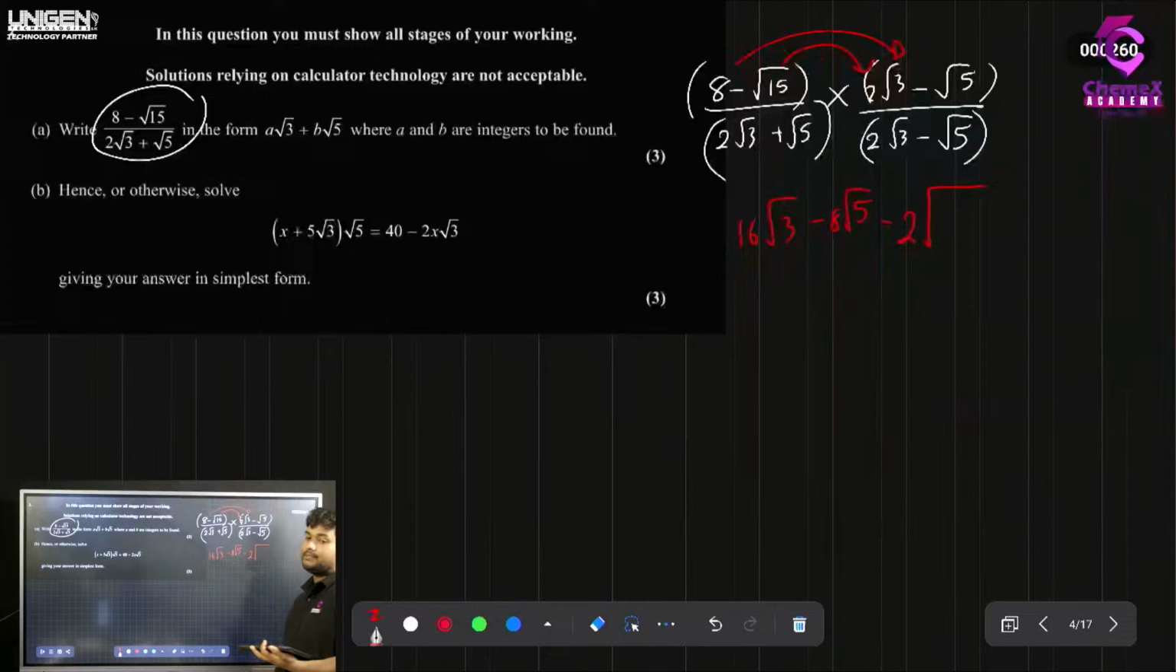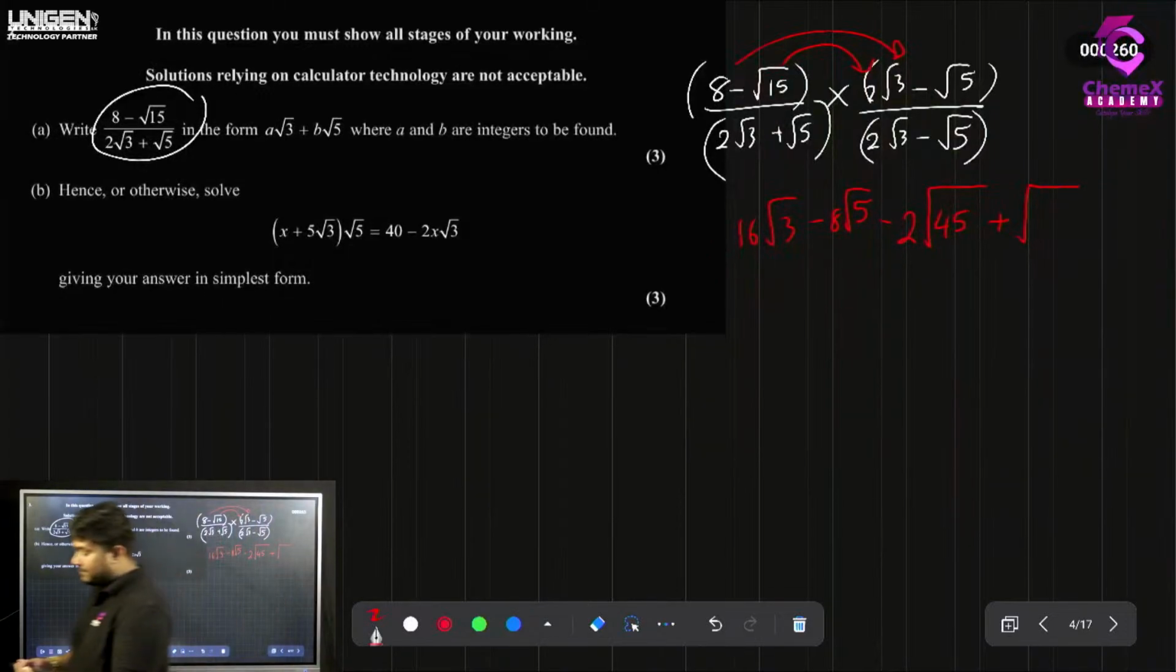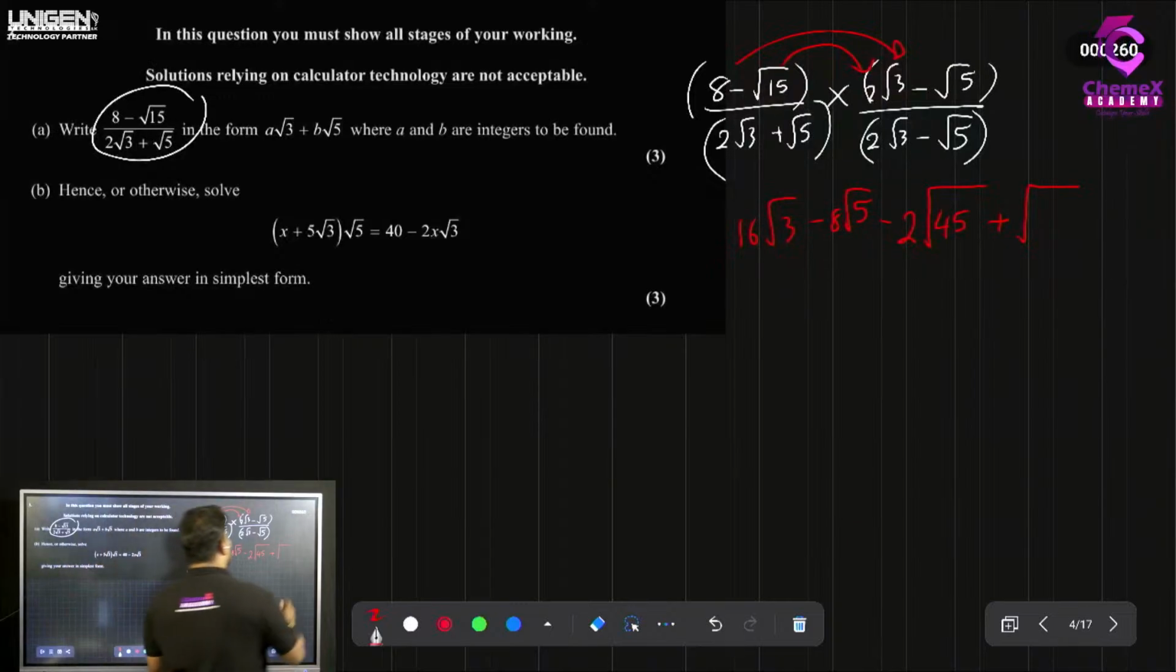What is 15 times 3? Any idea? 45, right? Minus, plus what? What is root 15 into 5? Any idea? What's root 15 into 5? 15 times 5 is what? 75. So you can write it as 75.